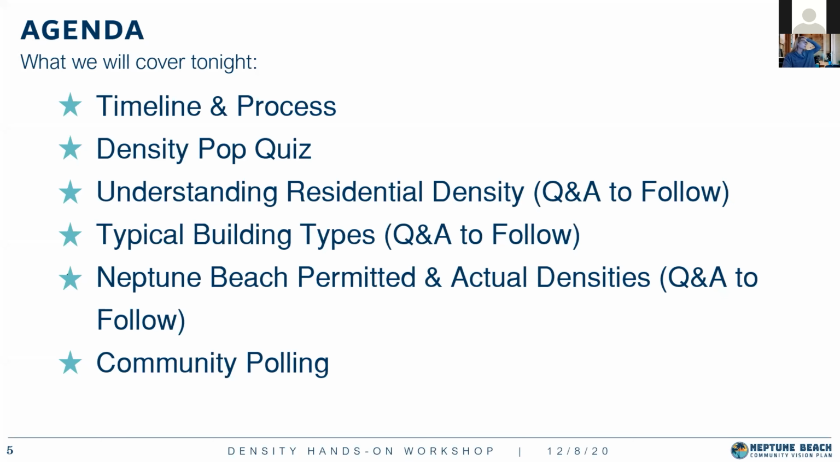So I'll just quickly overview the process and timeline for phases 2 and 3 of our work in Neptune Beach. We'll do a quick pop quiz. We won't see who's answering what, so don't worry, there won't be any grades. Then we'll go into some specific topics about residential density. We'll look at lots of examples so you can see what these numbers actually mean in the built environment. And we'll look specifically then at Neptune Beach's own permitted and actual densities, and then we'll do some polling and Q&A at the end.